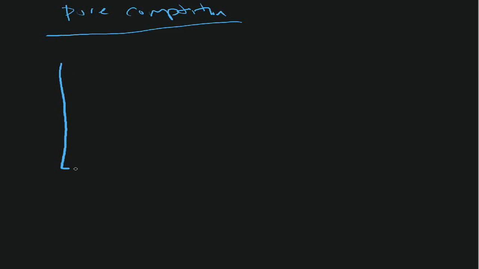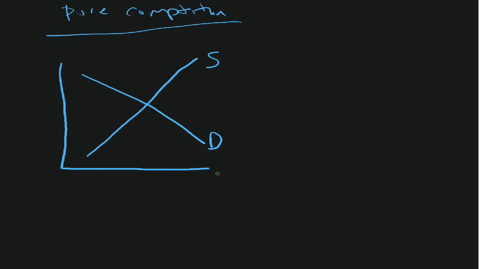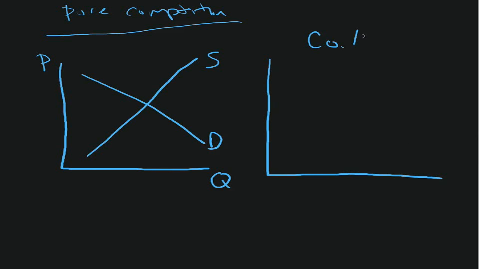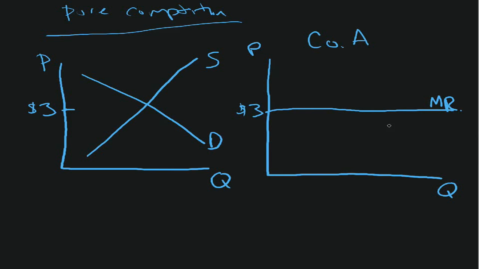Well, we have a market over here. Now, this market has a demand and a supply, but this market is about supply with a lot of different companies. That's why it's a market. But over here, we're looking at a typical firm inside this market. So we're going to put company A. Now they take the price, the equilibrium price, let's say it's $3, and that's what they can sell their product for. So we get this kind of straight line at $3, and we call that their marginal revenue. That's what we did last time.